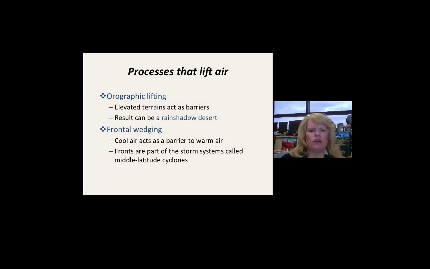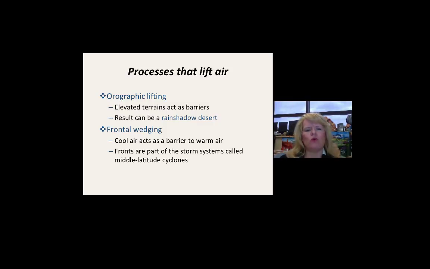A couple of things that impact air is orographic lifting. This is when you get a mountain or some kind of an elevated area geologically that acts as a barrier, and it can create a process like you will be learning about in Death Valley, where an air mass will go up one side of the mountain, reach its dew point, rain on that side, but never rain on the desert side of the feature.